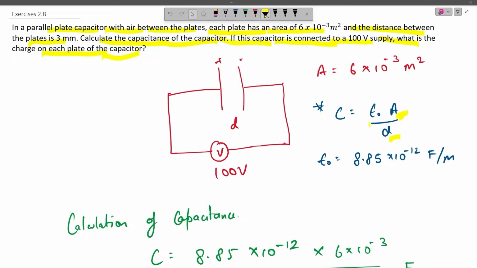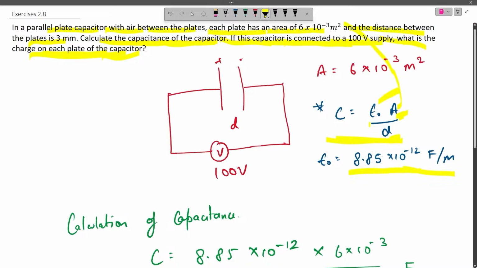Now the question said to calculate the capacitance of the capacitor, and the second question was, if this capacitor is connected to a 100 volt supply, what is the charge on each plate of the capacitor. So once we know the formula for capacitance, we can easily calculate it, because epsilon naught here for air is given by 8.85 into 10 to the power minus 12 farad per meter, and A is given, that is the area of the plates, and d is also given, that is the separation between the plates. Area is 6 into 10 to the power minus 3 meter square, and d is 3 millimeter, or 3 into 10 to the power minus 3 meter.